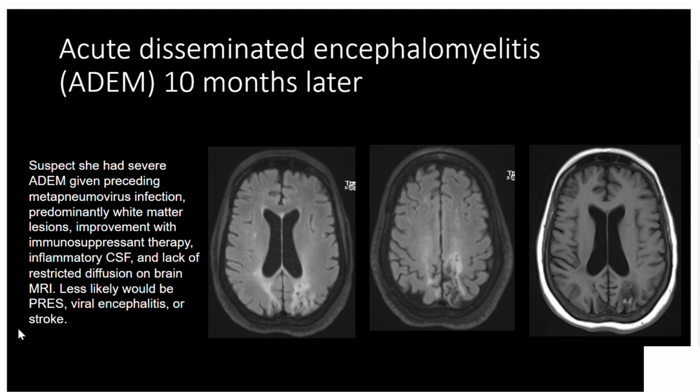Suspect ADEM, given the preceding viral infection, predominantly white matter lesions, improvement with immunosuppression therapy, inflammatory CSF, I didn't mention the lumbar puncture showed inflammatory CSF, and then lack of restricted diffusion on brain MR. Less likely, and even in retrospect, he's including a little bit more of a differential. The patient did have a viral illness, so with metapneumovirus, I've never seen it look like this, but that's still plausible. It could potentially have been a viral encephalitis, but this is most likely ADEM given the imaging findings.